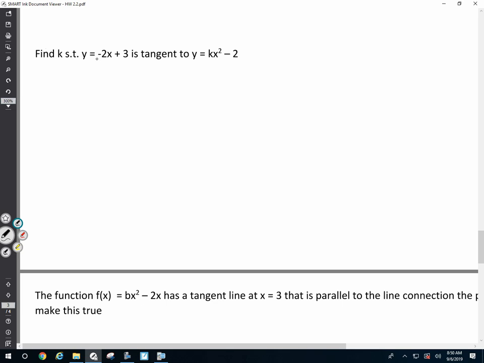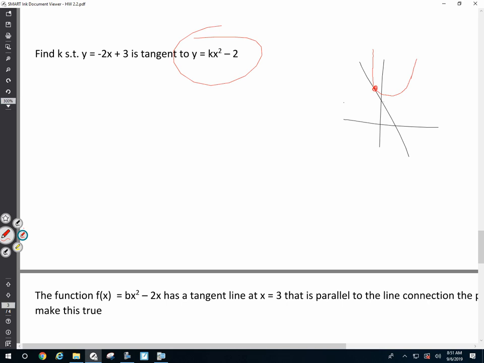Find k such that y equals -2x plus 3 is tangent to this function. So it's like we have this line -2x plus 3. Here is -2x plus 3. I want to manipulate this parabola so that it somehow fits and is tangent to this. Now again, the visualization is important. It's better to understand visually what things are going to look like so that you can find this k.